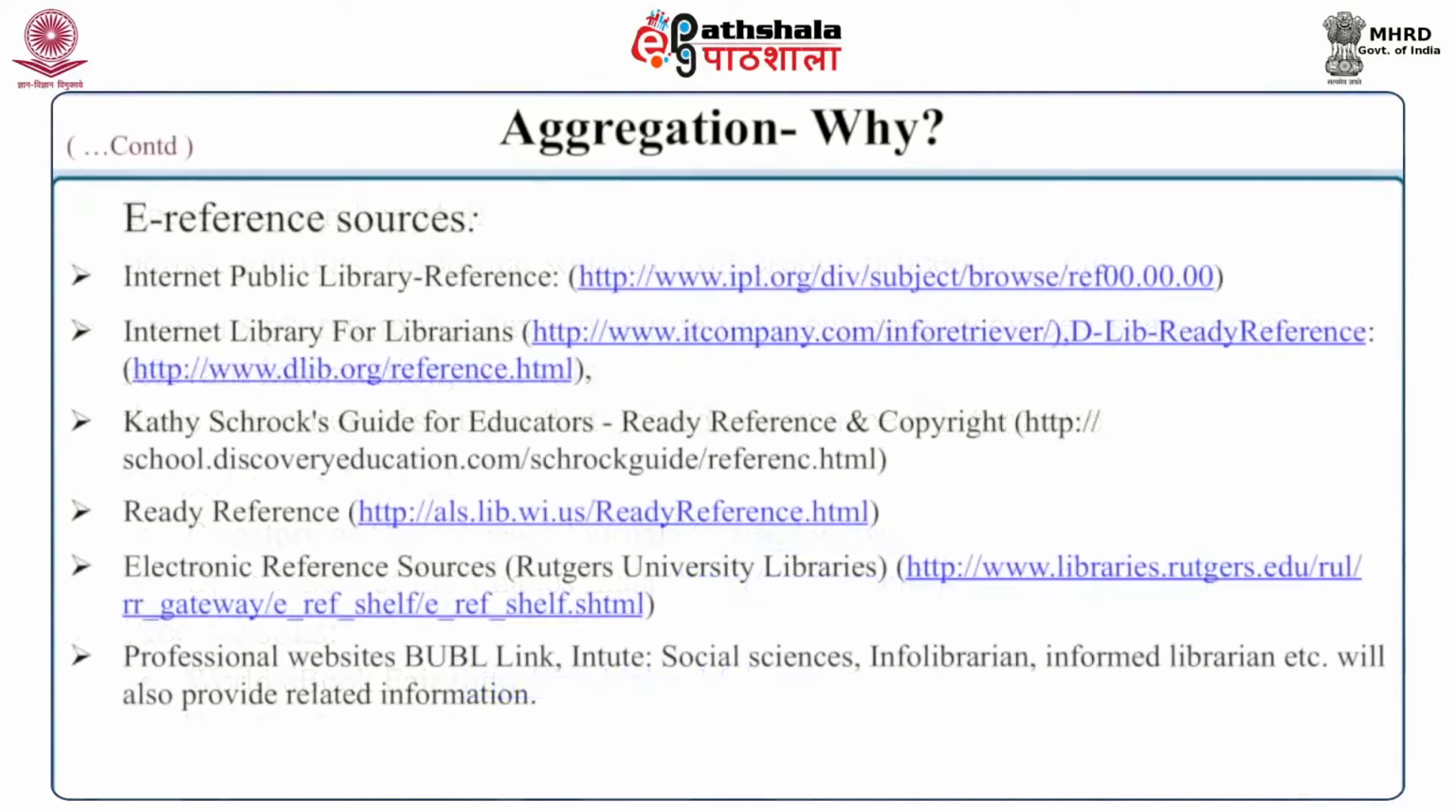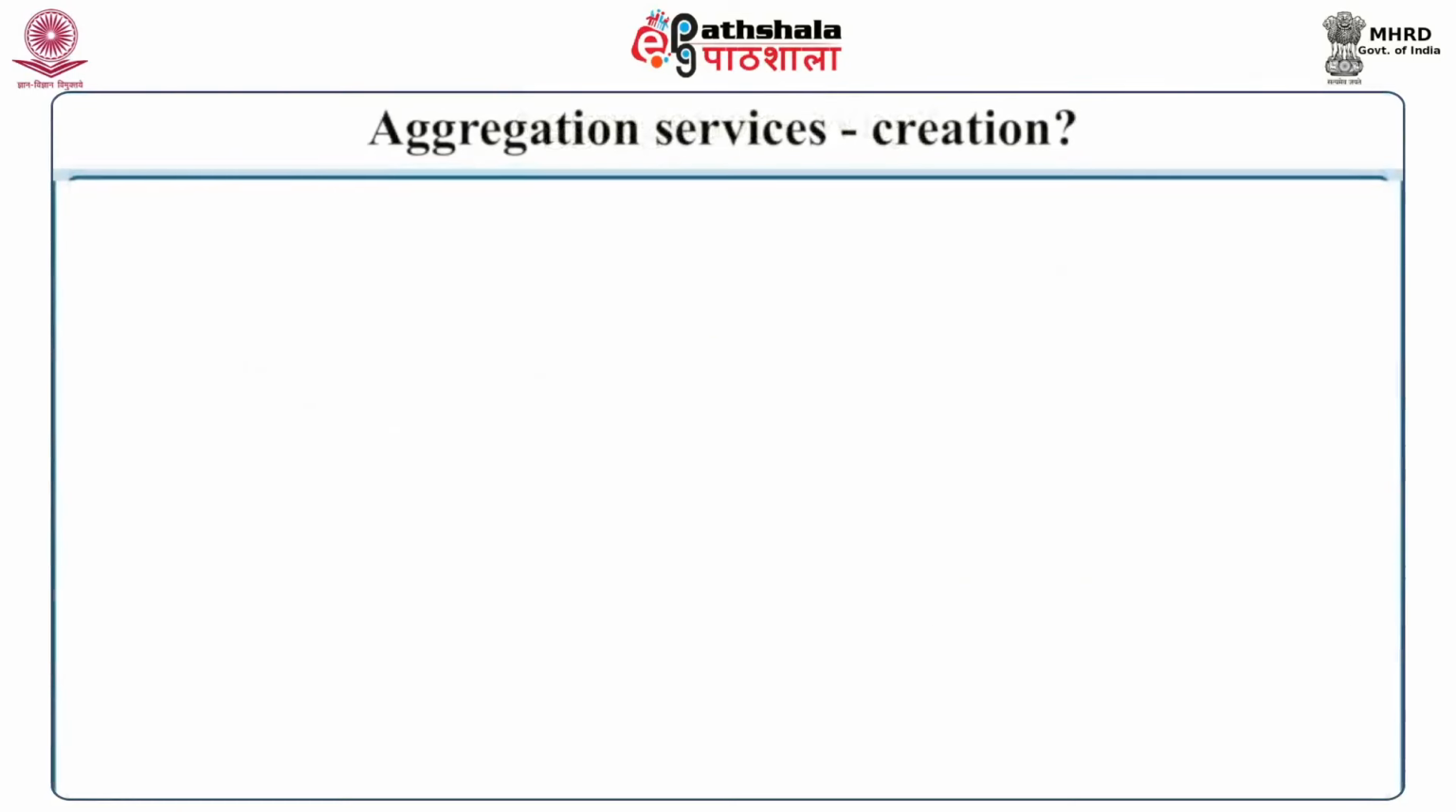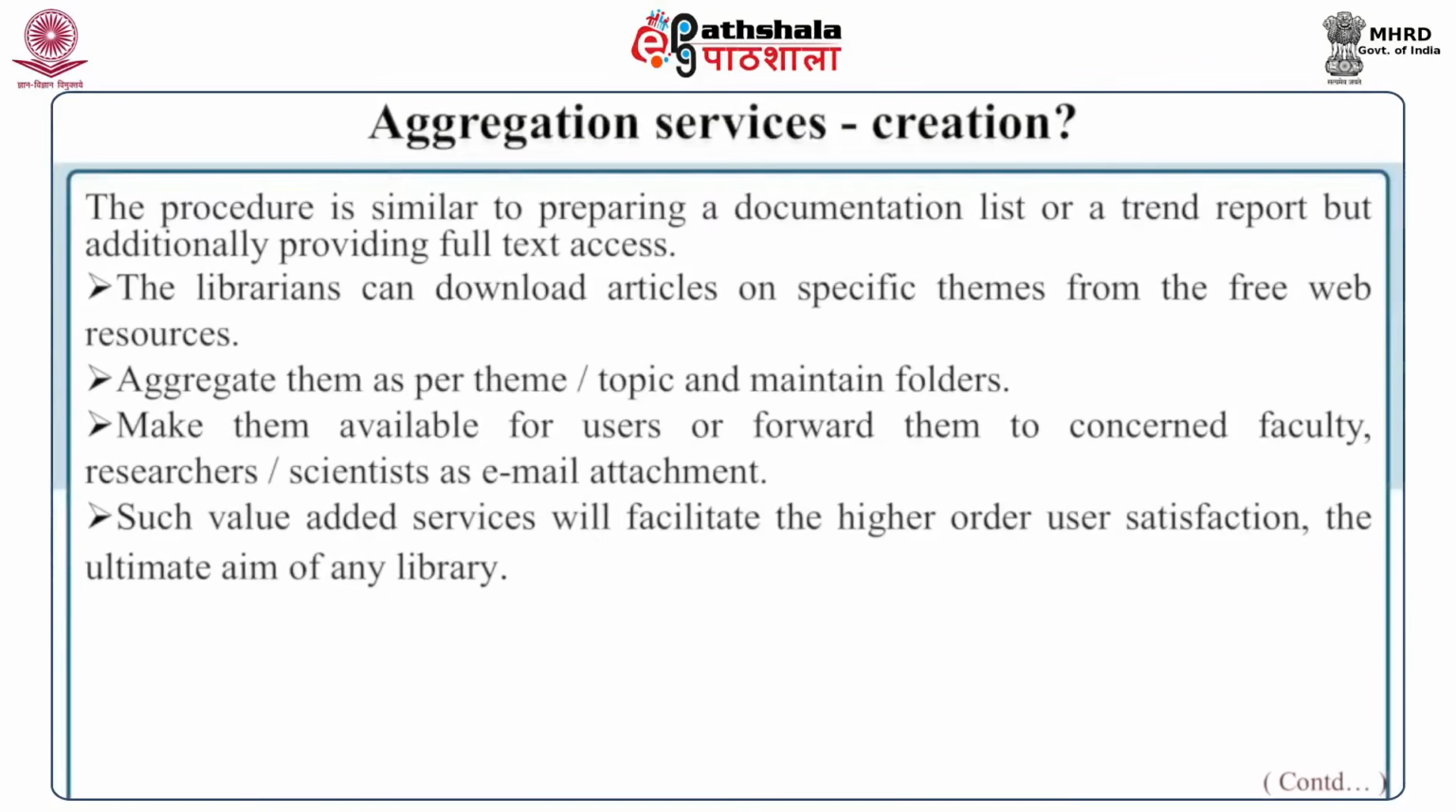There are a number of e-reference sources, Internet Public Library Reference, Kathy Schrock's Guide for Educators, electronic reference sources, and professional websites like BUBL Link, Institute for Social Sciences, Info Librarian, Informed Librarian. So many sources are there. So we have to create aggregator services. In the procedure for creating aggregator services, librarians can download articles on specific themes from the free web resources, aggregate them as per theme, that is topic, and maintain folders, make them available to users or forward them to the concerned faculty, researchers or scientists as email attachments.